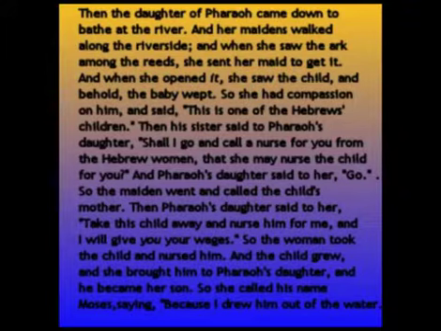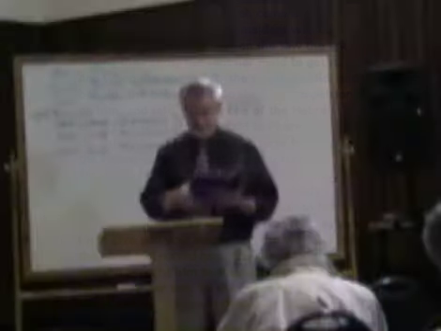So the girl went and called the child's mother. Pharaoh's daughter said to her, "Take this child and nurse it for me, and I'll pay you your wages." So the woman took the child and nursed it. And when the child grew up, she brought him to Pharaoh's daughter, and she took him as her son. She named him, an Egyptian name, Moses, because she said, "I drew him out of the water."